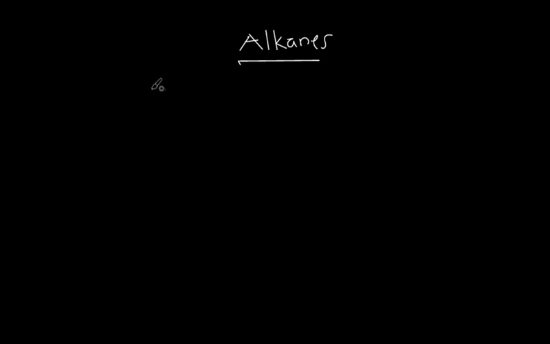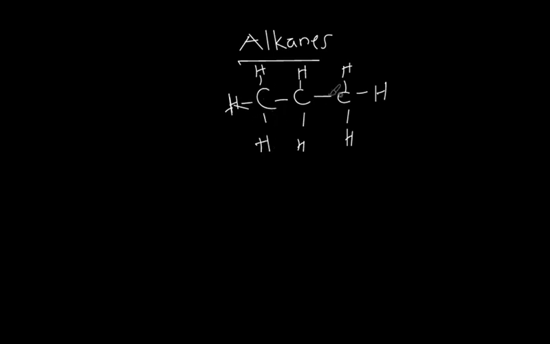So what are alkanes? Alkanes are saturated hydrocarbons. What we mean by saturated hydrocarbons is that alkanes have carbon-carbon single bonds. So you see maybe a compound like this with H all around. This is a typical example of an alkane. To be precise, this is 1, 2, 3. It's 3 carbons, so this is propane. So this is an alkane, and you can see we have carbon-carbon single bonds over here.